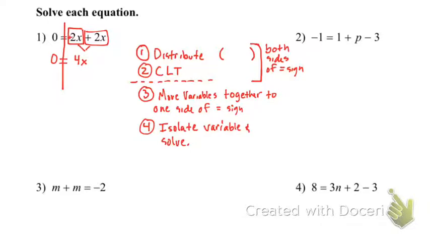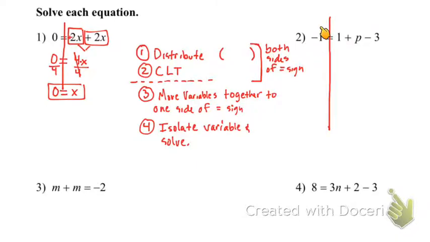And we know that this 4 is multiplying. So the opposite of multiplication is division. And what you do to one side, do to the other. 0 divided by 4 is 0, and then these 4s cancel out, and we're left with x. So 0 equals x. Okay, that was number 1. We're going to jump over to number 2 and do the same process.